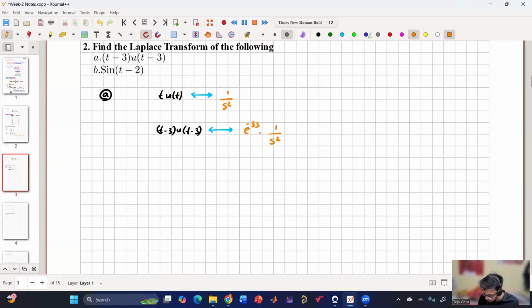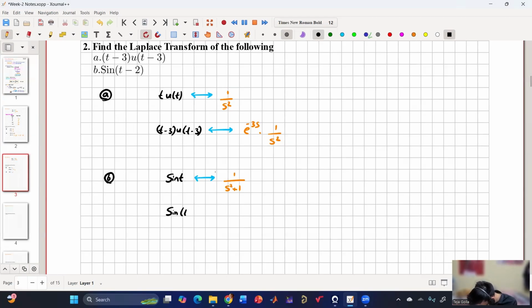Similarly, for b, what is the Laplace transform of sine t? Anyone? 1 upon s square plus 1. Very good. 1 upon s square plus 1. So all these basic Laplace transforms should be very handy with you. You should remember them. Using the basic Laplace transform expressions plus these properties, you can solve the questions, else it will be very difficult. One way is to do the integration, but it is very lengthy. So instead of that, we'll use these properties.